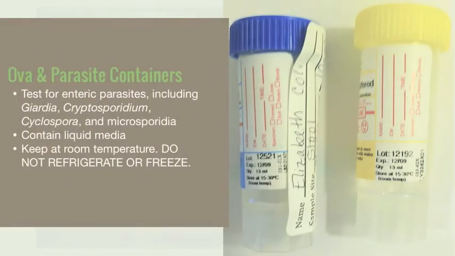The O&P containers are used to collect stool to test for enteric parasites, including Giardia, Cryptosporidium, Cyclospora, and Microsporidia. Both containers contain liquid media and both are used to collect the specimen. Specimens must be kept at room temperature. Do not refrigerate or freeze these specimens.